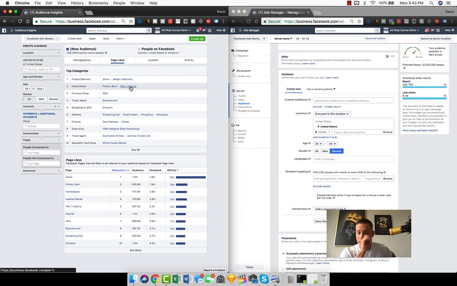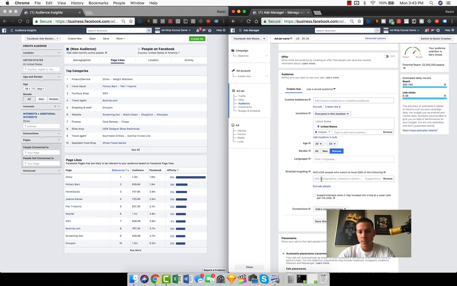Pier 1, again, you have to get decorations and furniture for your house and things like that, which is interesting because, obviously, the highest affinity score would be for the page that we're interested in. We see that Pottery Barn is number 2. So people who are interested in Zillow are 26 times more likely to also be interested in Pottery Barn than the average Facebook user that's not interested in Zillow. So definitely one that we would want to try would be Pottery Barn.